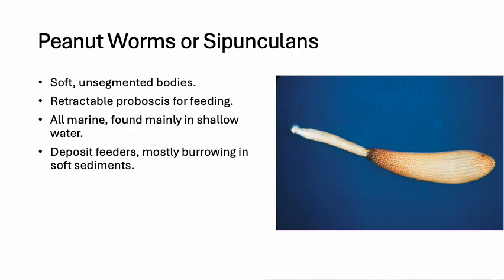Peanut worms are small, soft-bodied invertebrates named because they contract into a peanut-like shape when disturbed. They have a retractable proboscis used for feeding, and most are deposit feeders, burrowing in soft sediment. Even though they're not well known, they're an important part of shallow water habitats, helping to churn and aerate the sediment, much like earthworms do on land.